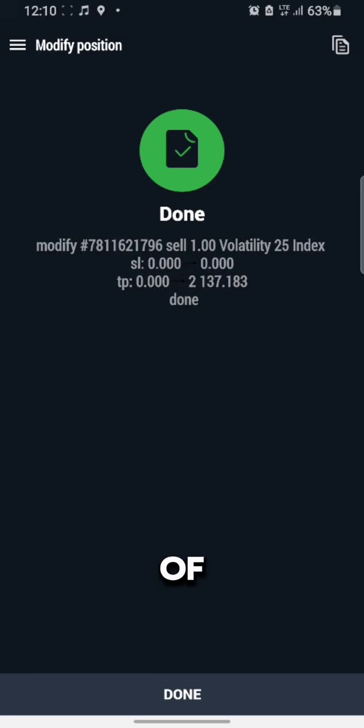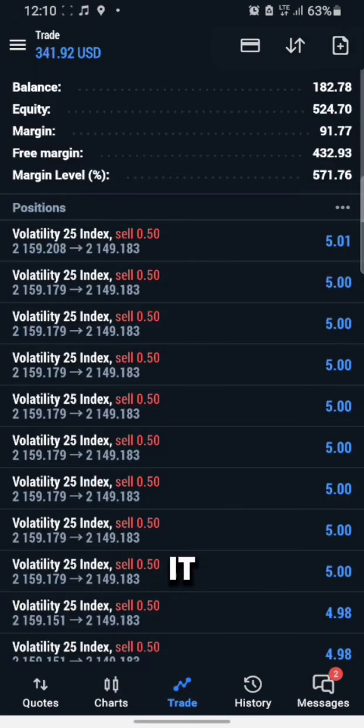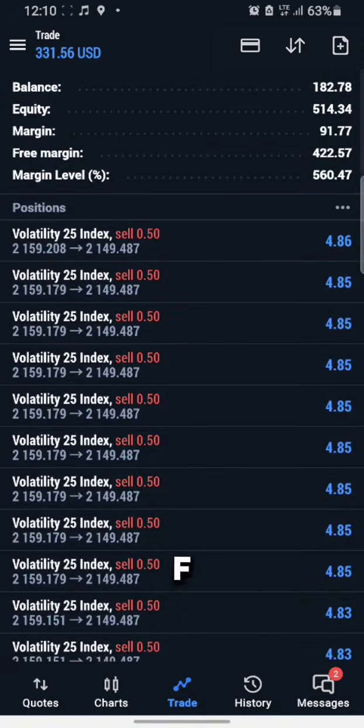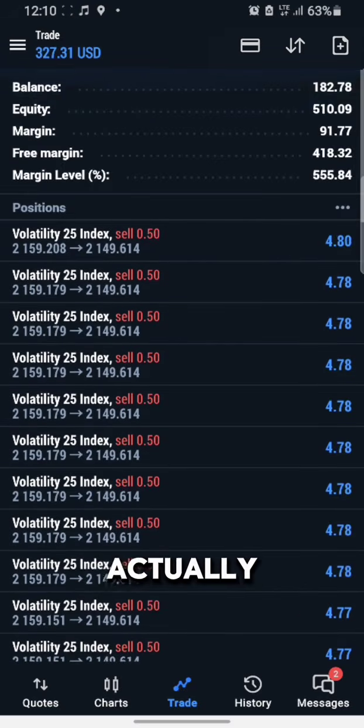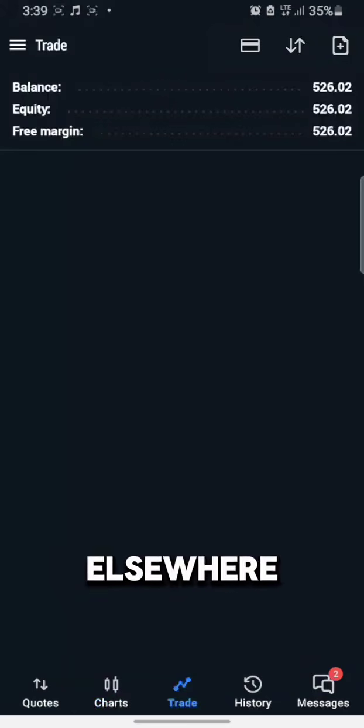And then in terms of take profit, like I always say, we always put it at the next area of confluence, that is the support line, as I've illustrated there. And now we're at 500. I think it's actually better to close and then look for other trades elsewhere.